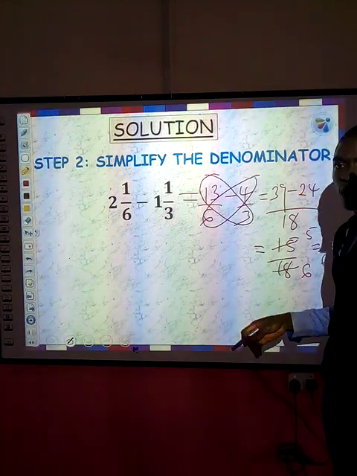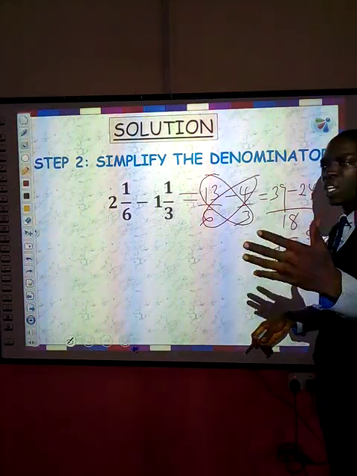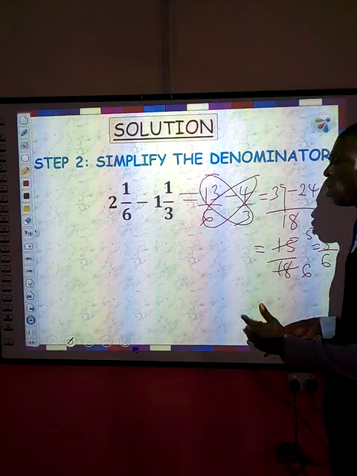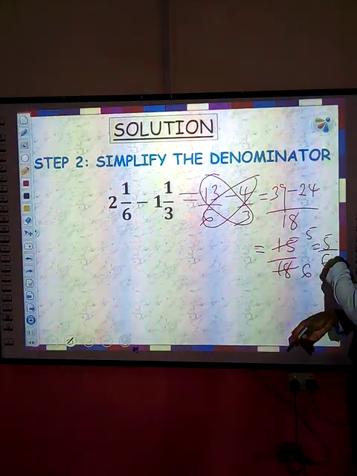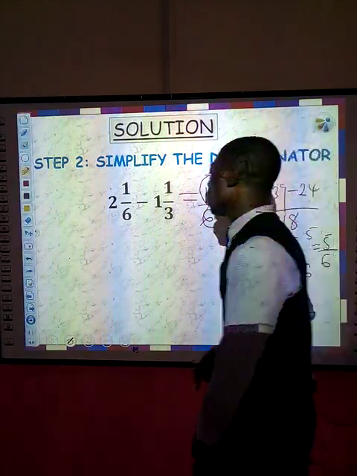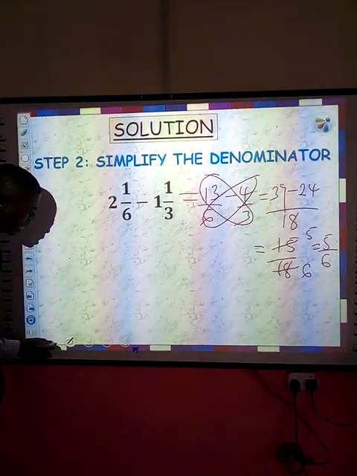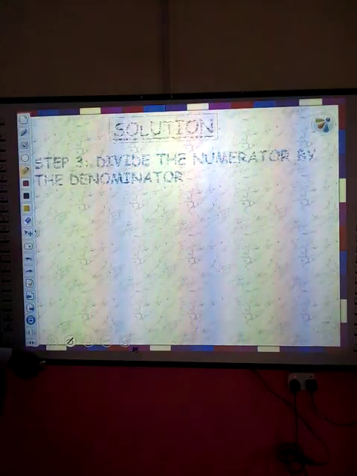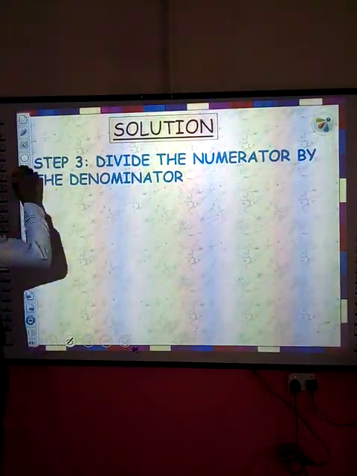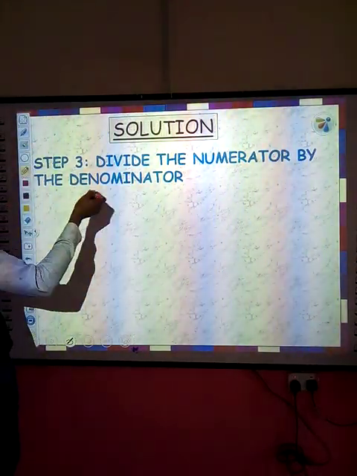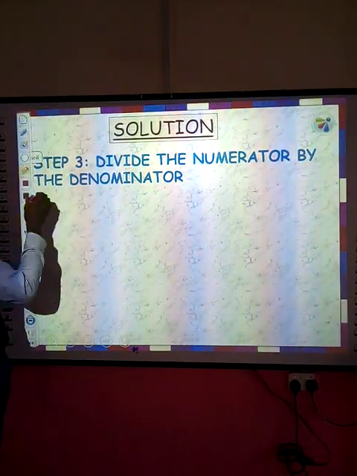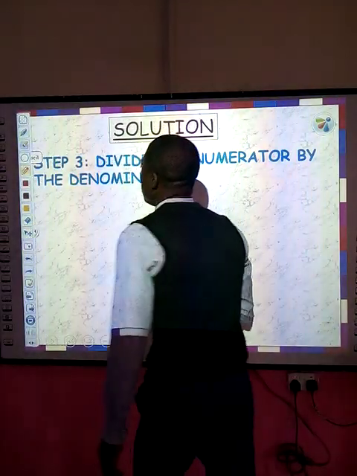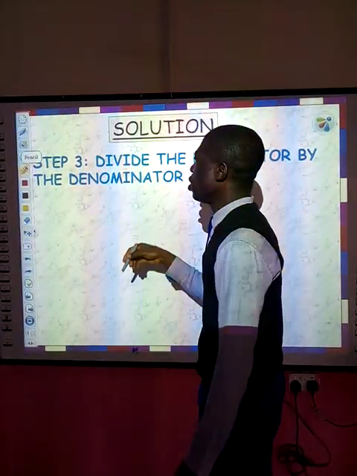So remember the numerator of the first fraction, we got 25 over 4. I hope you have not forgotten. And then here we are getting 5 over 6. So it's now time to place the fraction all over now, and then we write the final answer. So let's see how we can handle that. Now divide the numerator by the denominator of the fraction.